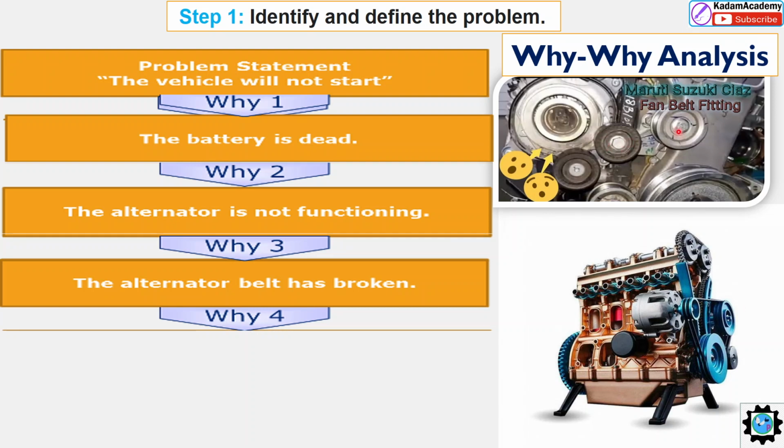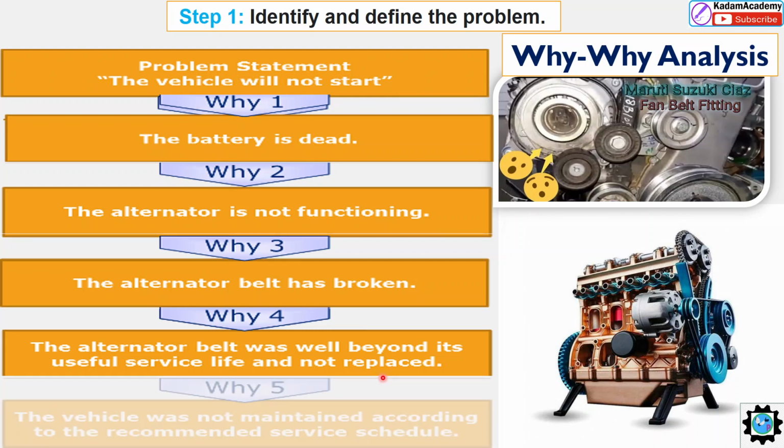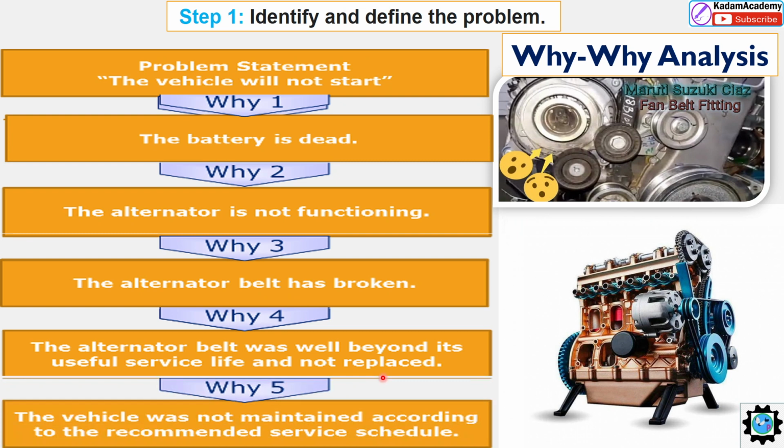This belt you can visualize here, the fan belt, in the actual picture of the Maruti Suzuki vehicle shown to you. This alternator belt was well beyond its useful service life and not replaced. That may be a problem. So that way, why? And the last, fifth why: the vehicle was not maintained according to the recommended service schedule. That may be a possibility. So after asking why, you will find the root cause. That is the why analysis.